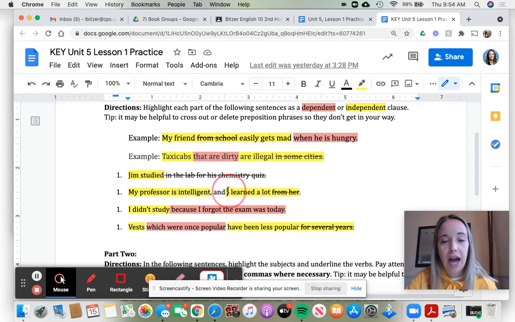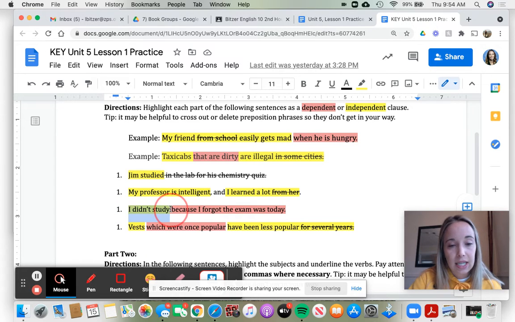Then we look over here, I learned a lot. We've got a subject, we've got a verb. It makes sense on its own. So both sides are independent and they're brought together with the comma and the fanboy. If we look here, I didn't study. We have a subject, we have a verb. You can walk up to someone and say, I didn't study. It makes sense. It's independent.